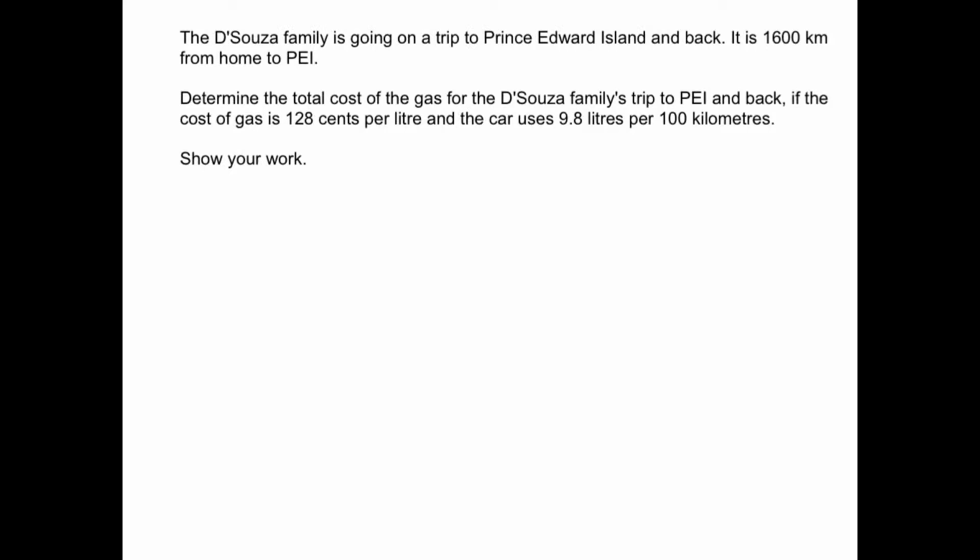We know that the trip is 1,600 kilometers one way, and we know that the car uses 9.8 liters for every 100 kilometers. We also know that the cost of gas is 128 cents per liter. So we can see that there is a relationship between liters and kilometers, and cents and liters. So we're going to set up a table of values showing these relationships.